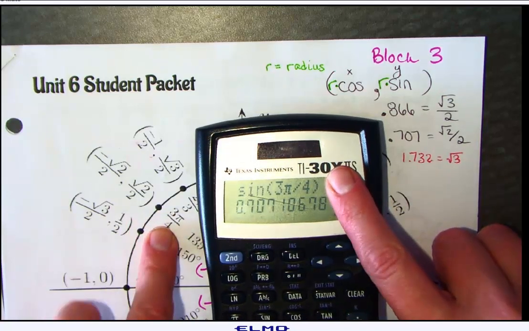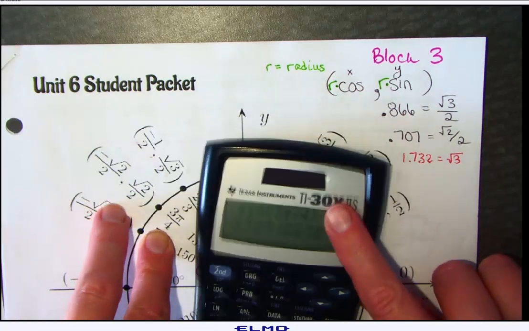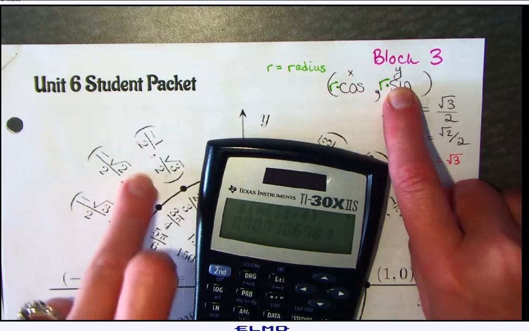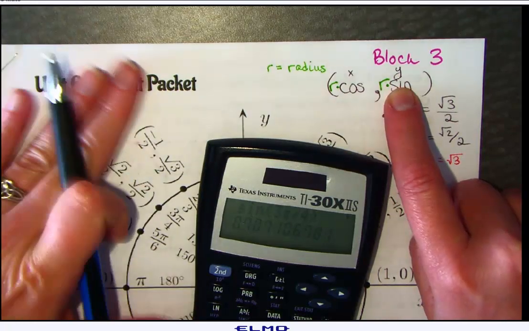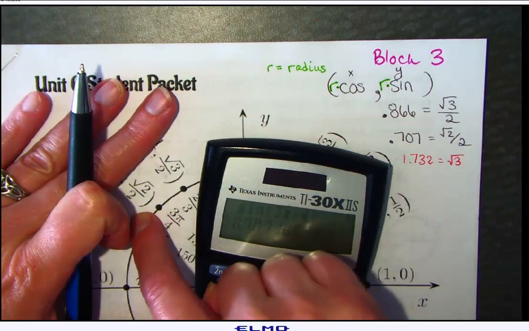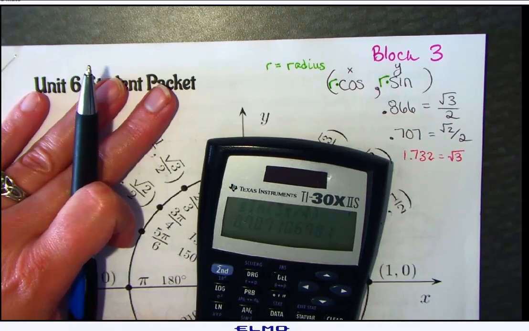The other way I could go about it is to go find 3 pi over 4 on my unit circle. And if I'm looking for the sine, I'm going to look at the y coordinate. That's all I need. I'm going to ignore the x coordinate because it didn't ask about cosine. It just said, hey, what is the sine value of 3 pi over 4? Well, it's root 2 over 2.